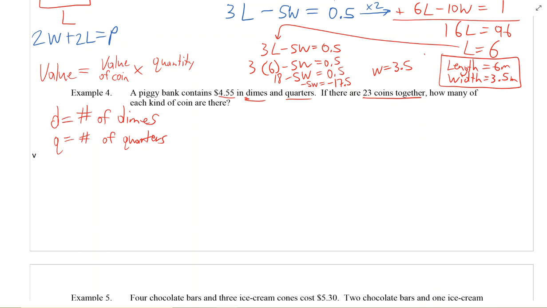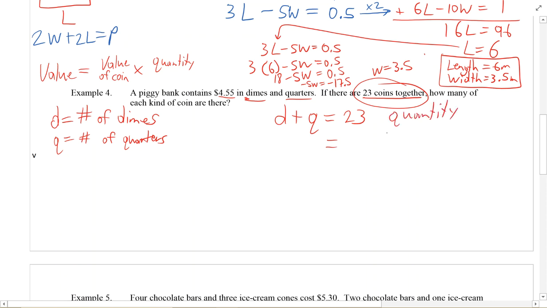Okay, so the first equation is simple, 23 coins together. That means the number of dimes plus the number of quarters equals how much? 23. That's how many coins you have. Okay. The next one is going to be the value equation. So this one here is a quantity equation. The next one is going to be your value equation. What's the total value of coins that you have? $4.55.